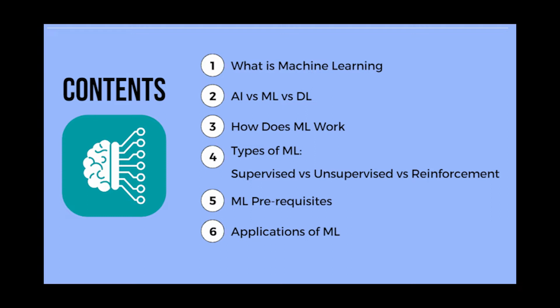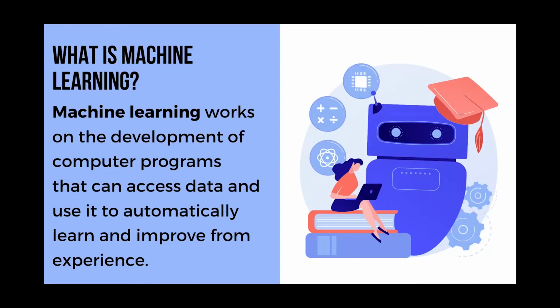We talk about different types of machine learning: supervised learning, unsupervised learning, and reinforcement learning. We talk about the prerequisites for machine learning, and at the end, we provide some examples of applications of machine learning. So what is machine learning?